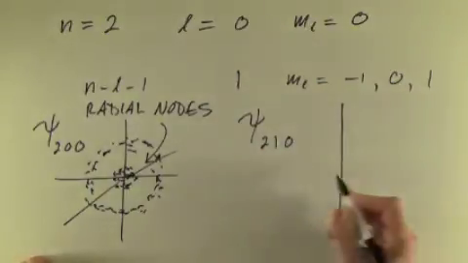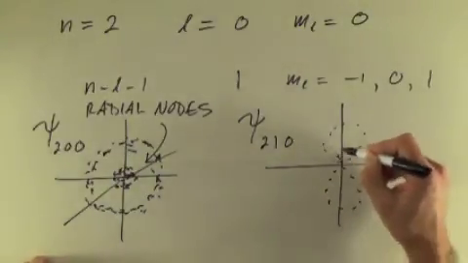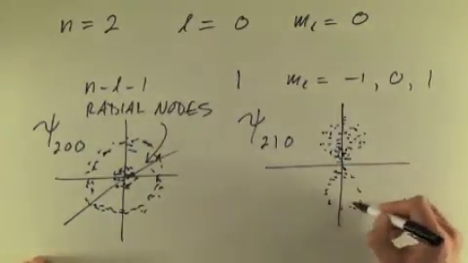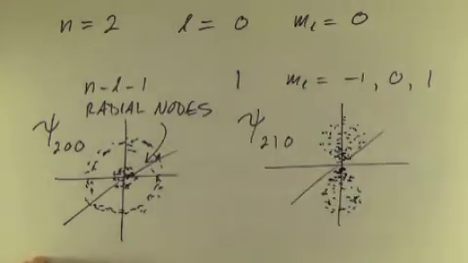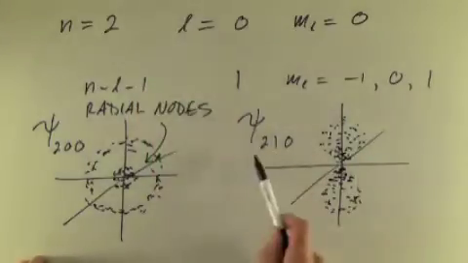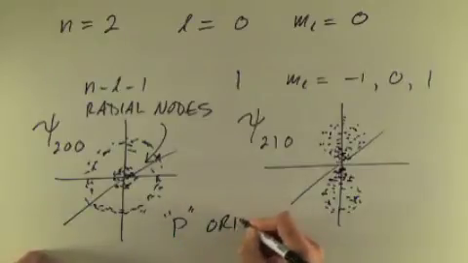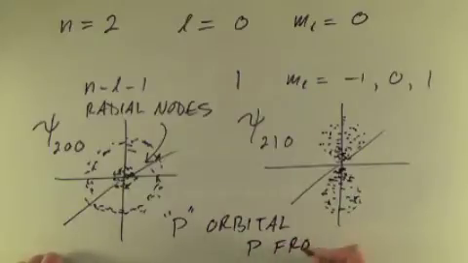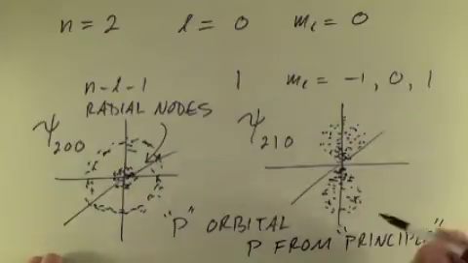Psi 2, 1, 0. So now L is 1. That gives us a shape that's sort of an elongated dumbbell shape. It has no radial nodes, but it has what are called angular nodes. And again, most of the density is in toward the center, but it has this electron density above and below the xy plane. That's called a p orbital. All p orbitals look like that, or roughly like that. P comes from principal, again, the spectroscopic series, the principal series. There are always 3 p orbitals.